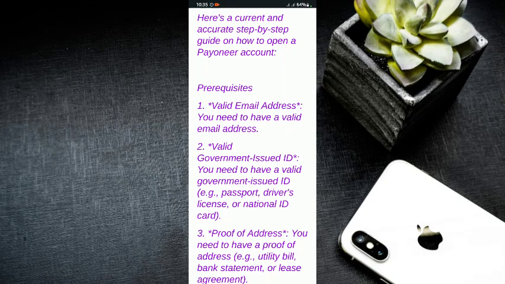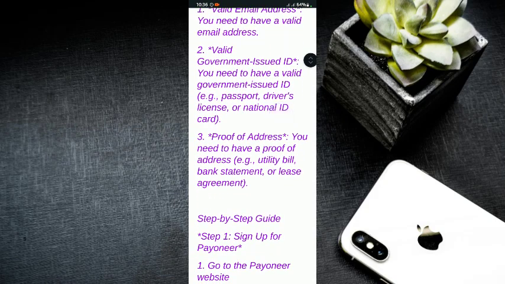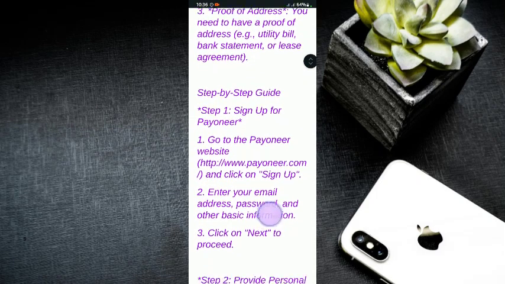Now, there are some prerequisites before you can open a Payoneer account. The first is you need to have a valid email address. Then you need to have a valid government issued ID, that is like a passport, driver's license or national ID card. You also need proof of address, that is utility bill, bank statement or lease agreement. Once you have these three, you can now follow the steps.